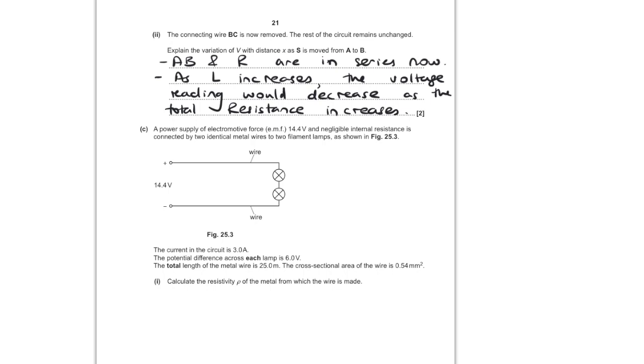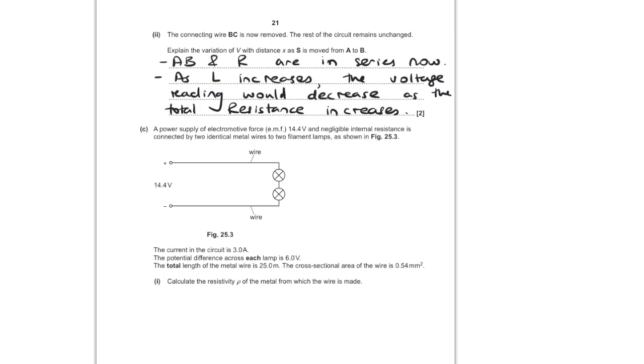understandable. Now for part C, we have a power supply of EMF 14.4 volts, negligible internal resistance, connected by 2 identical metal wires to 2 filament lamps. So we are given the current in the circuit, the potential difference across each bulb, and the total length of the metal wire, as well as the cross-sectional area. So we need to work out the resistivity. Now, I think this is a fairly simple question compared to what we have just seen.